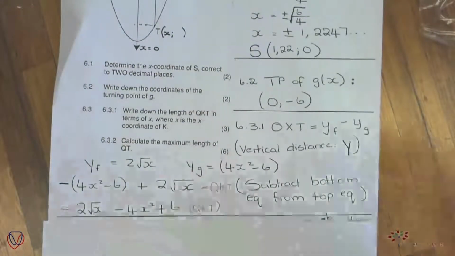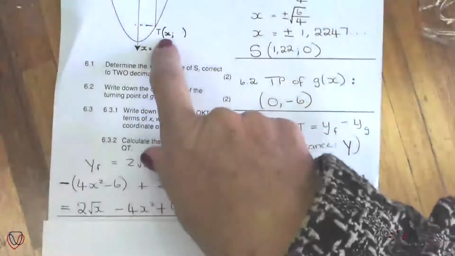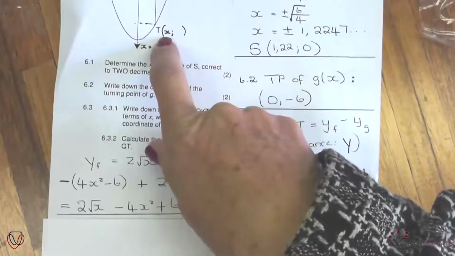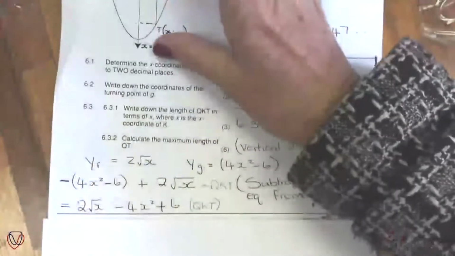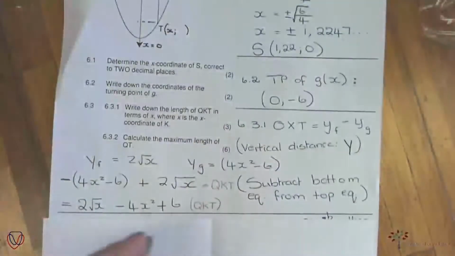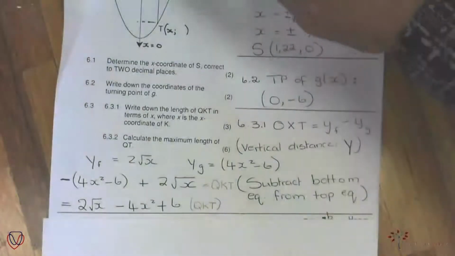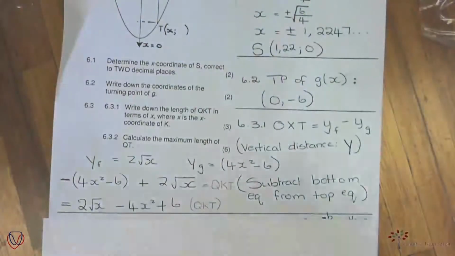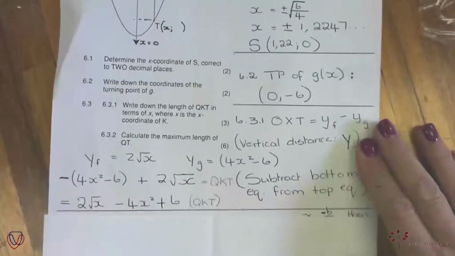So what do I need? If I could find that x value, I will be able to substitute it in here, and that will give me the length. Can you see this looks like a parabola, but it's a square there. But it's only the length of that line in terms of x. So don't think this is going to be a parabola, okay?